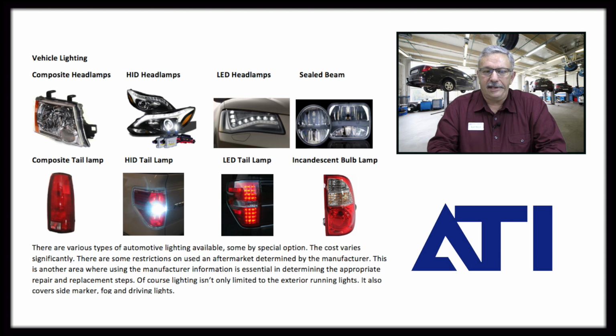Then with the tail lamps, it's along the same lines. We have composite tail lamps, again, what we've seen probably since the late 90s. Then the HID, these are the ones that you see that are extremely bright tail lamps. The LEDs are the same, but it's a different kind of light than you would see from HID. It's not quite as bright to the eye, but it illuminates a lot more. Then you have a regular incandescent bulb lamp, which is your traditional twist-in type light bulb. So those are the different ones.